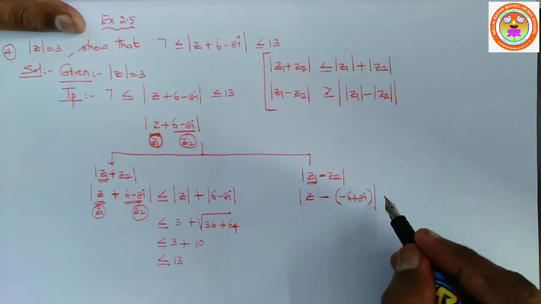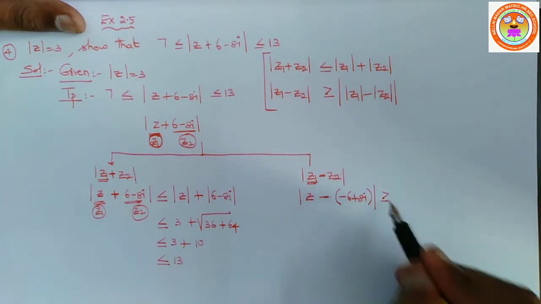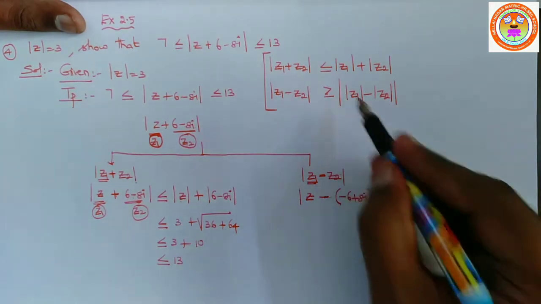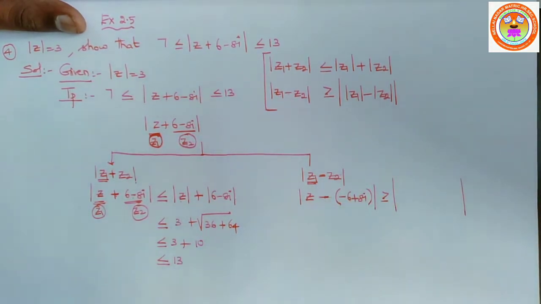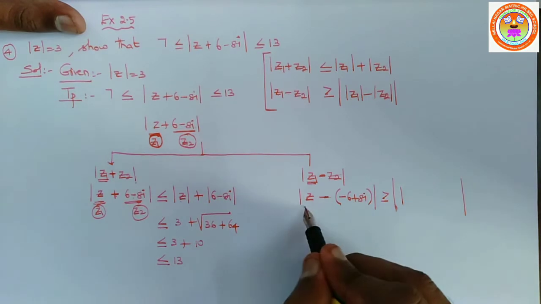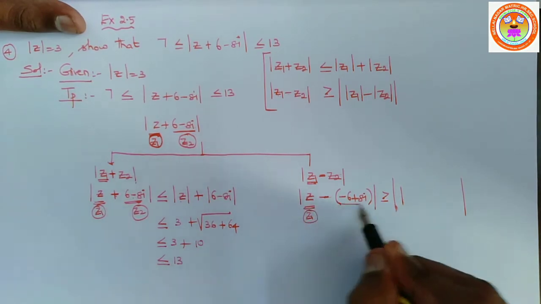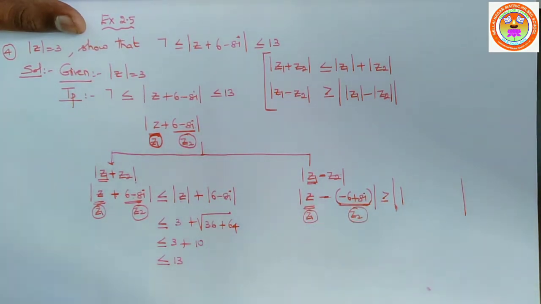The same procedure, but here greater than or equal to. Listen carefully, greater than or equal to the whole modulus. First put the whole modulus. Modulus of z1, this will be z1 and this will be z2.